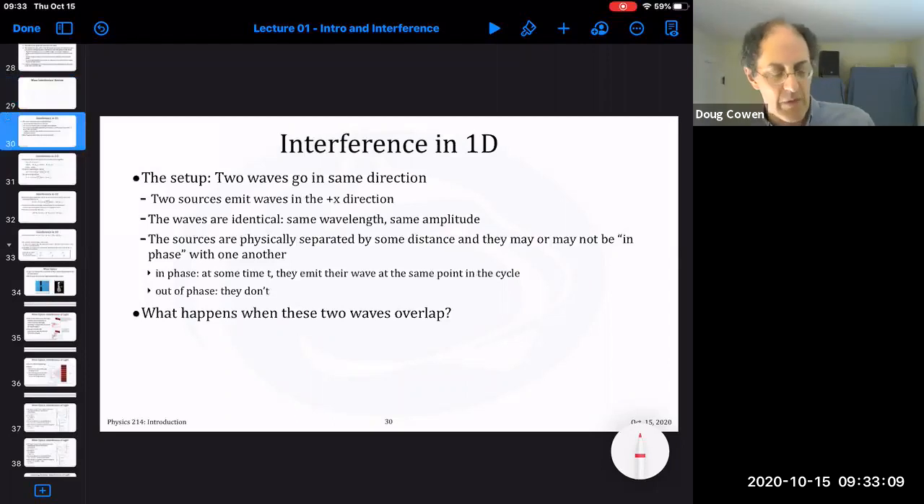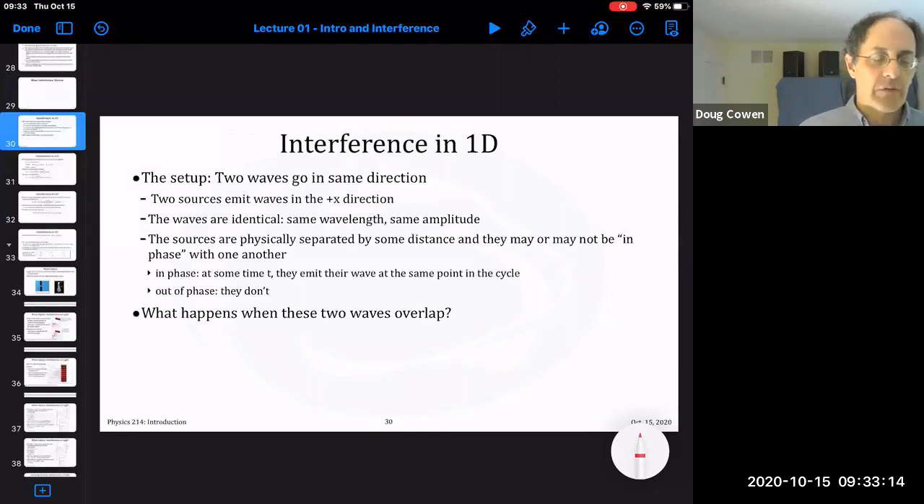So the setup for interference in one dimension is to have 2 waves going in the same direction. So the 2 waves could be doing this, moving in the same direction, so that my hands are one behind the other here, and there are 2 waves going in the same direction, say the x direction. The waves, for simplicity, are identical in the sense that they have the same wavelength and the same amplitude. The sources could be physically separated by some distance, or they could be in phase with one another or not.